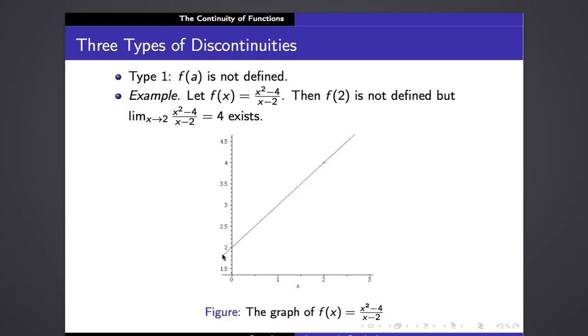So we did calculate this, and here's the familiar graph. In fact, that's the graph of f of x, and you see the white circle when x equals 2. That means f of 2 is not defined.